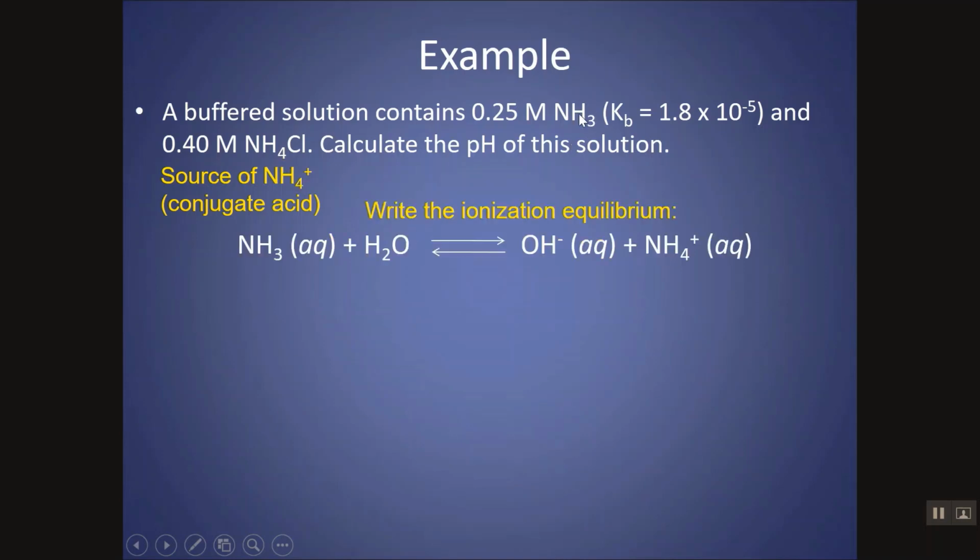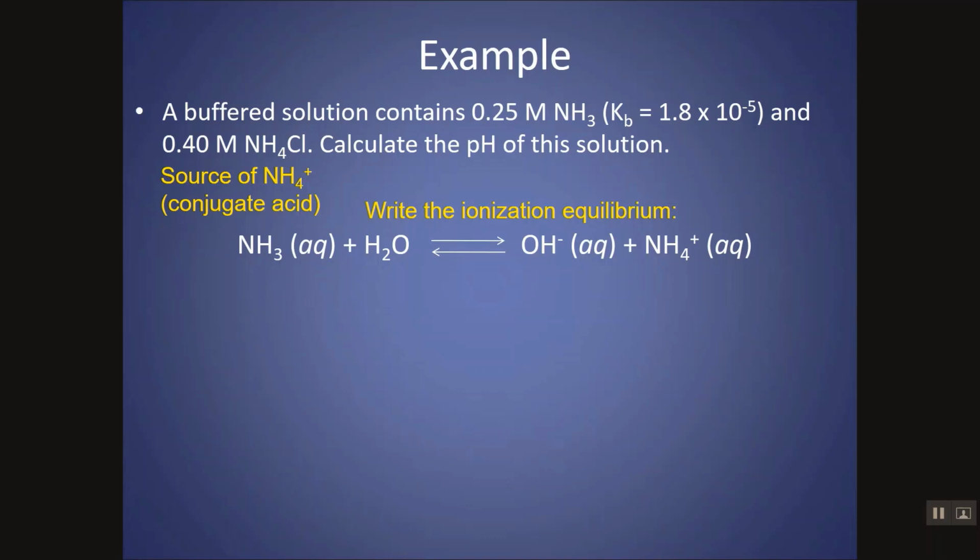This base, let's make it act as a base, so we'll make it react with water and release OH minus and NH4 plus, just as I would do for any weak base problem. I would write the ionization of it acting as a base. And if this were an acid problem, or an acid and a salt of the conjugate base, then I would write the ionization of the acid. So I'm just doing it just like any weak acid or weak base problem.